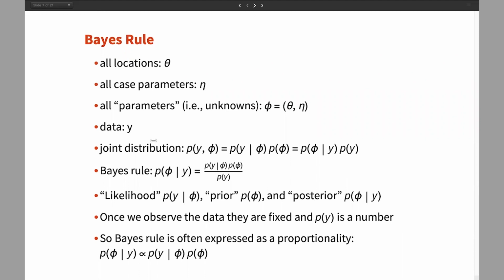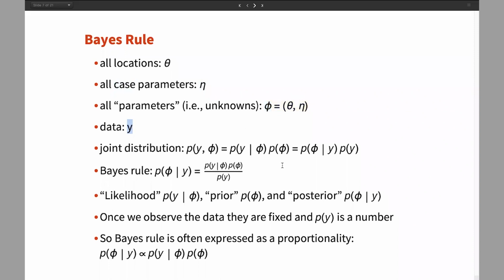So let's see, do I have a pointer? Okay, so that is the collection of all locations. So that's all 307 locations, that's theta. Eta is the collection of all the case parameters, excuse me. And then phi is all of the unknowns, the locations and the case parameters, and the data, all of the observations, are collected into this object Y.